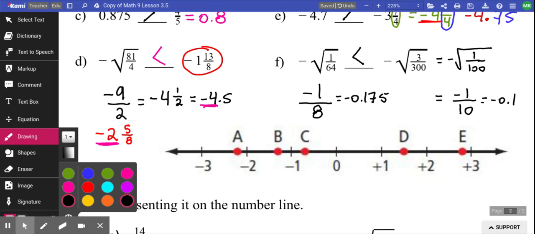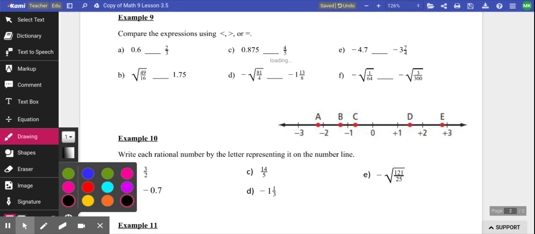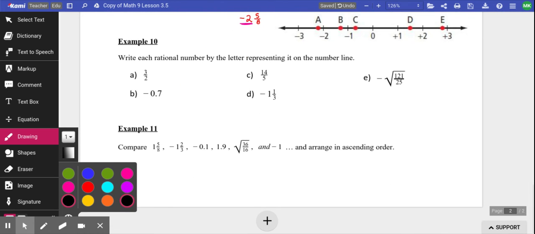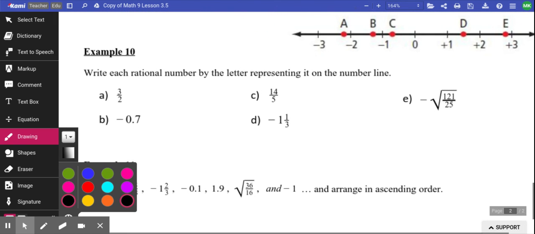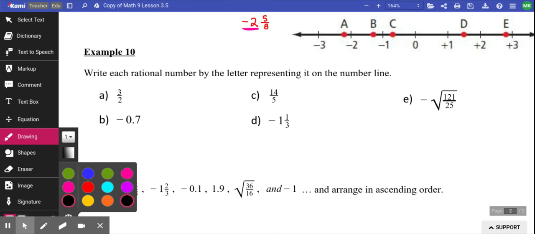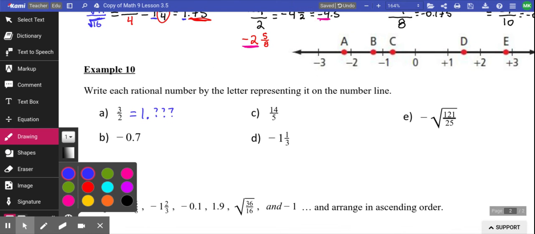Those last examples are challenging. Placing numbers on a number line, you're just going to try to do some estimation. So if you look at 3 over 2, how many times can 2 go into 3? 1 point something. If you look at your number line, the only number that's in between 1 and 2 is D. So I don't actually need to figure out the whole decimal. I just need to figure out the front number.